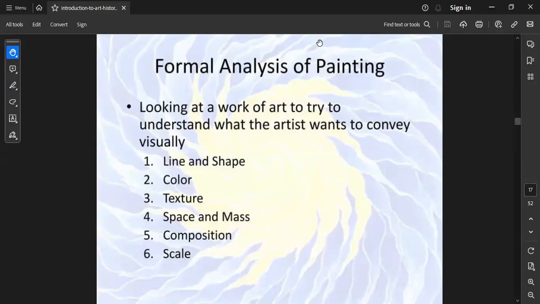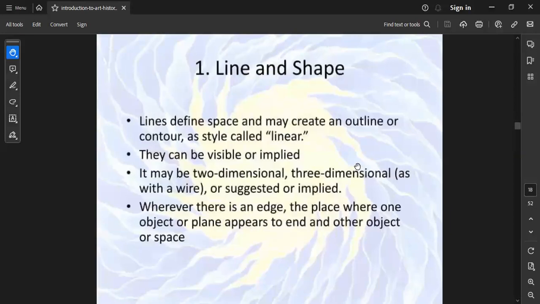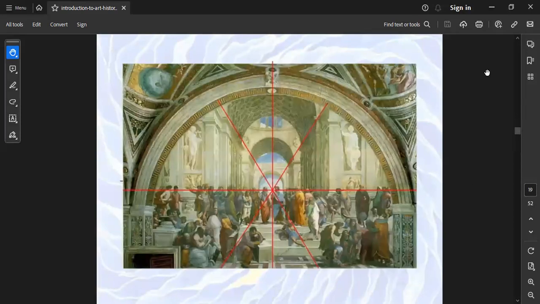Whatever we have taught there, if you remember, you can analyze the paintings on the basis of line, the type of shape, the type of color, texture, space, mass, composition, and different types of scale factors. So we are not going to discuss this part in detail. Rather, we will look into the examples and try to understand.